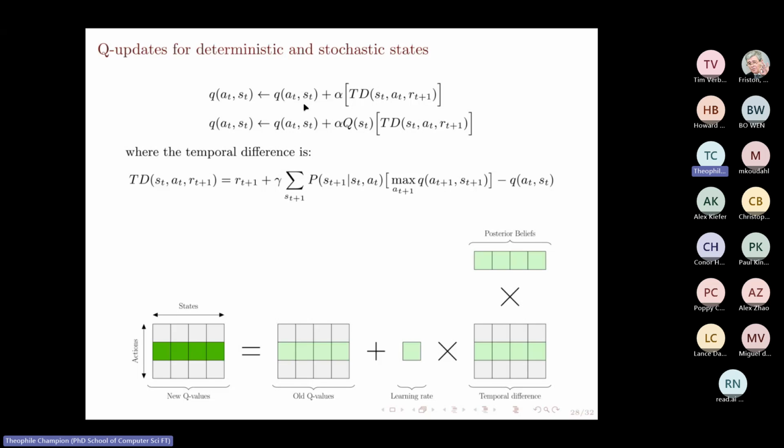So how do we compute this? The first equation here is the standard equation in reinforcement learning for Q-learning. In order to compute the new Q-value, you take the old Q-value and you add to this lambda, which is the learning rate, times a temporal difference. So this is the learning signal that is added to the old value to get the new value.